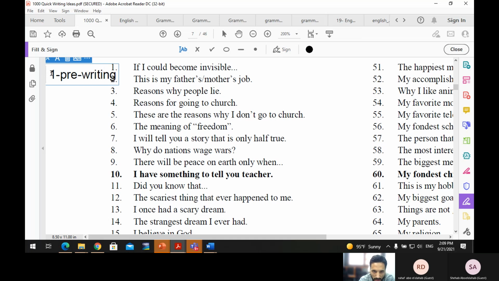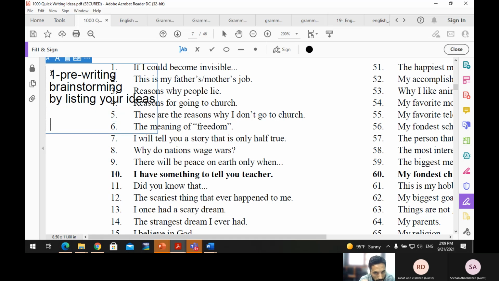Pre-writing step. In pre-writing, you have to brainstorm your ideas. This is called brainstorming, عصف ذهني. Collecting your ideas. By what? Brainstorming by listing your ideas, your thoughts.